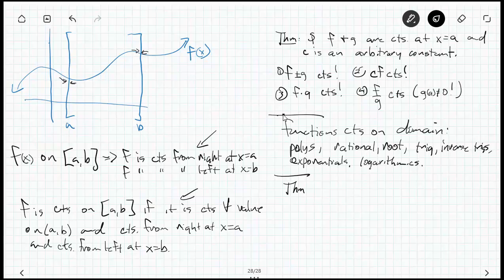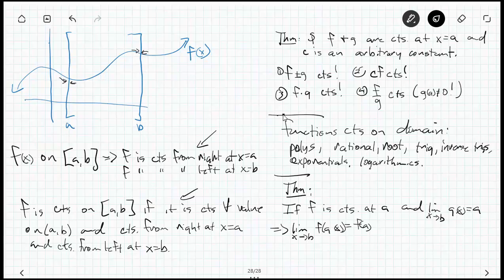Okay, this is an actual theorem. All right, and the theorem says this: if f is continuous at A and the limit as x approaches b of g of x equals A, then this implies that the limit as x approaches b of f of g of x equals f of A. Now, you may be like, wait, what? Well, what this really says is the limit as x approaches b of f of g of x... I've got to stay consistent with my notation, I confuse myself.